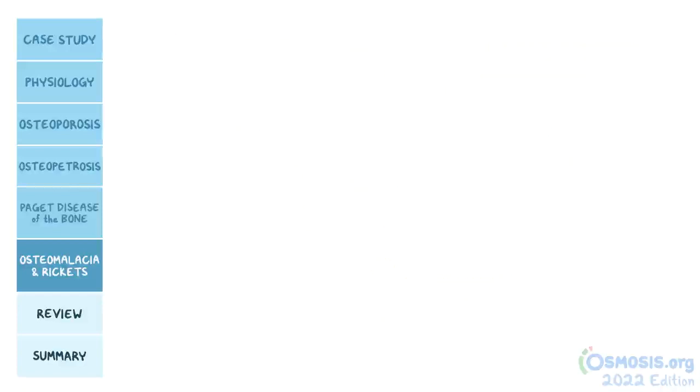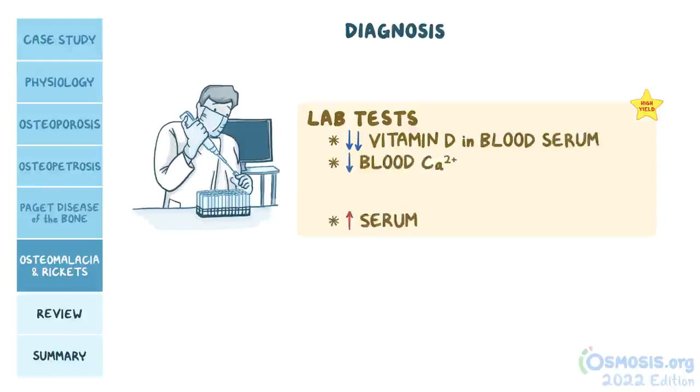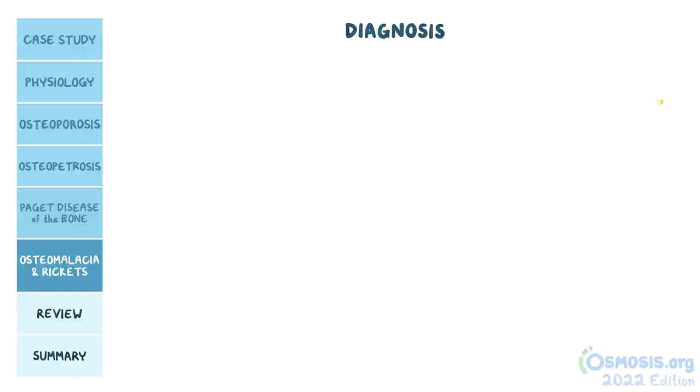Rickets and osteomalacia are usually diagnosed with lab tests, which show abnormally low vitamin D levels in blood serum, low blood calcium, and elevated serum alkaline phosphatase. As a result of low calcium, there may also be high PTH, which may also lead to low serum phosphate. Now, X-ray imaging of rickets and osteomalacia might show signs of decreased bone mineral density or osteopenia.